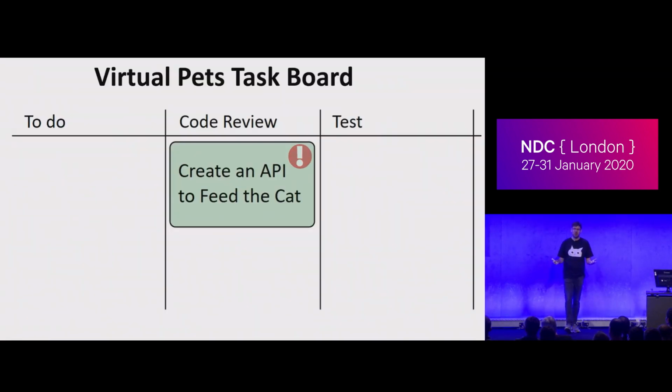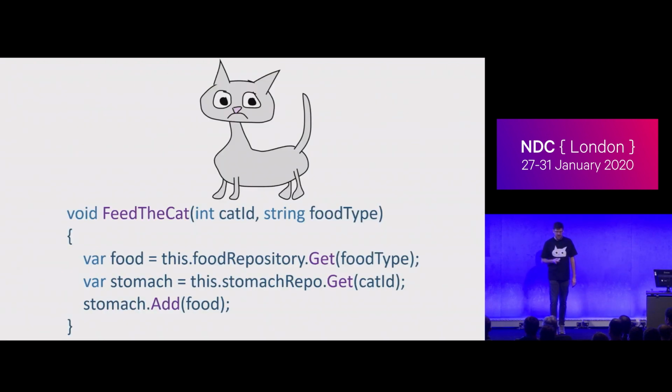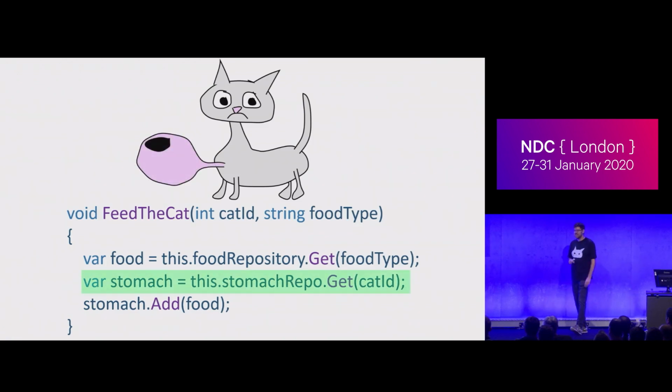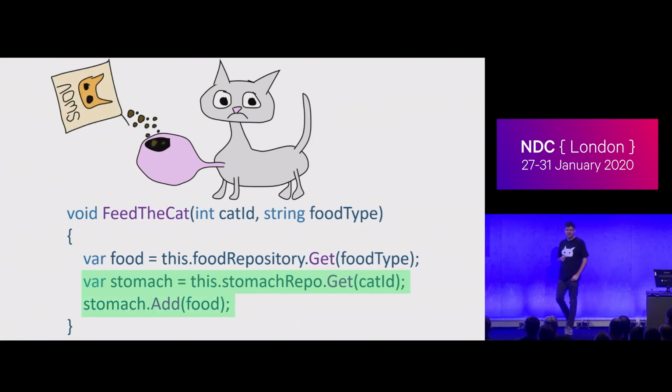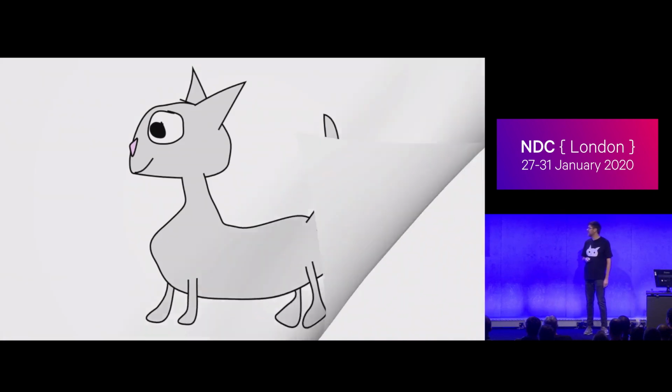Next day, more problems, more comments on your PR. What about the internals of cat, like digestion? Please refactor to respect the boundaries of cat. Because it turns out, when we've grabbed that stomach, that's an internal thing that's private to that cat. It doesn't want you taking its stomach out and feeding it directly. And it turns out cats are very complex organisms. I can show you some of their internals today.